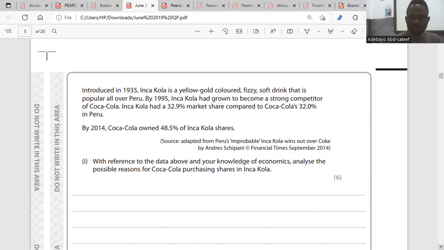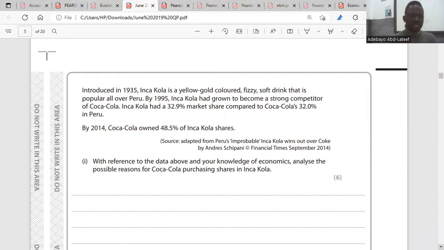Inca Cola has grown to be a strong competitor of Coca-Cola. Inca Cola has a 32.9% market share compared to Coca-Cola's 32.0% in Italy. By 2014, Coca-Cola owned 48.5% of Inca Cola shares. So something happened after this. At the end of 2014, Coca-Cola became one of the shareholders of Inca. That is the story. Do you get it?